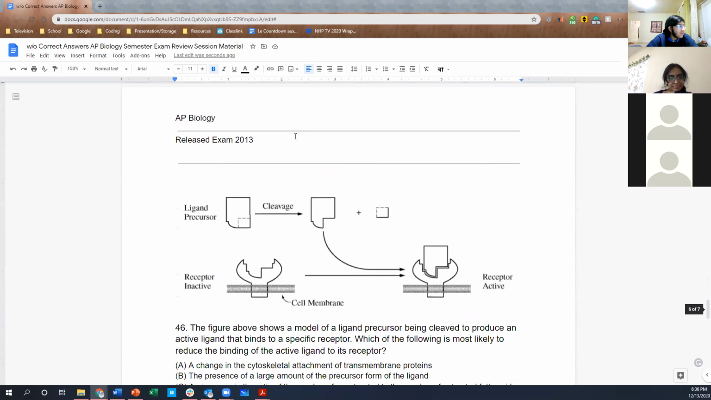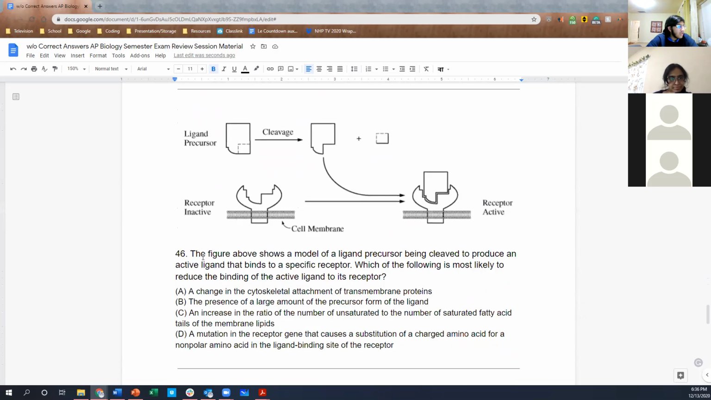That's fine. Next one. The figure above shows a model of a ligand precursor being cleaved to produce an active ligand that binds to a specific receptor. So does cleave mean like change shape or alter its shape? Cleavage. Oh, okay. Another vocabulary that they use a lot is change in conformation. Conformation means change in shape. Okay, conformation is shape.